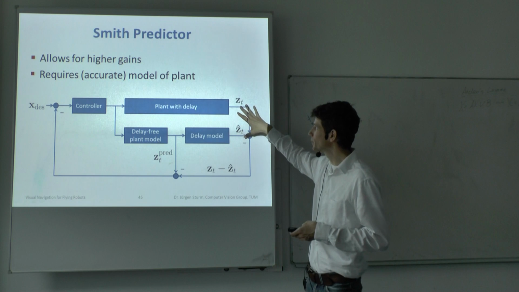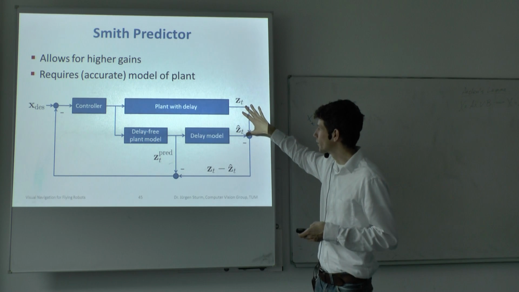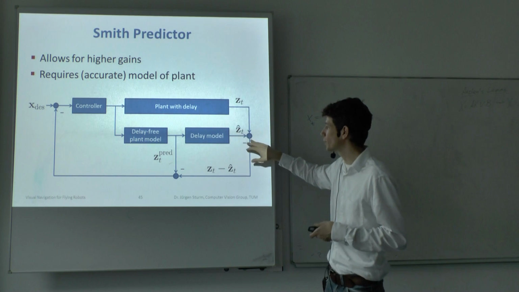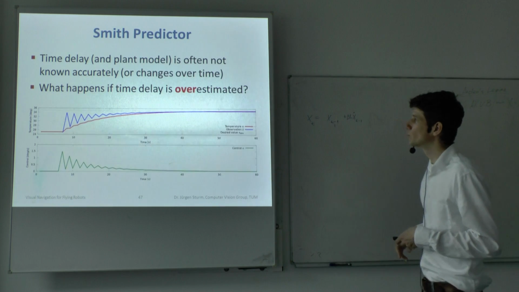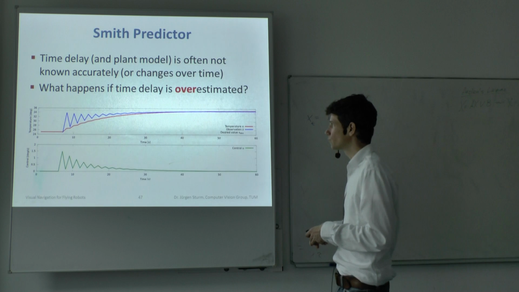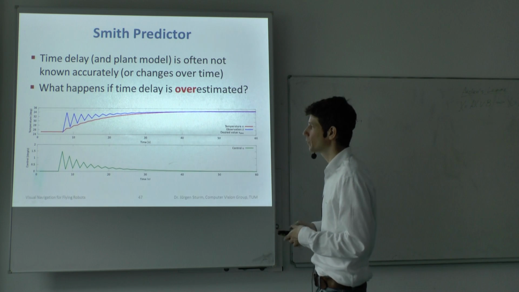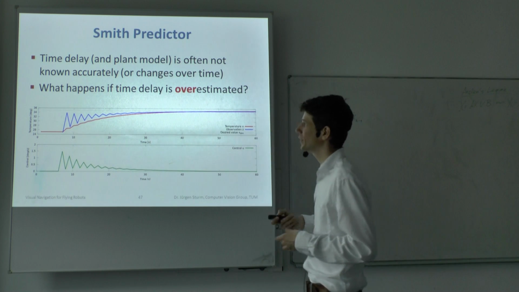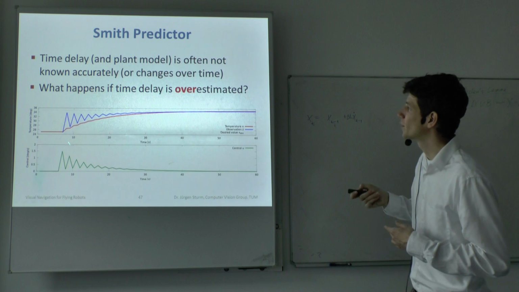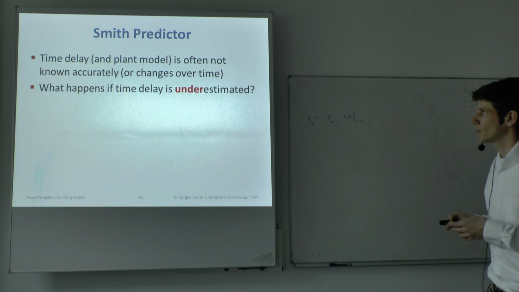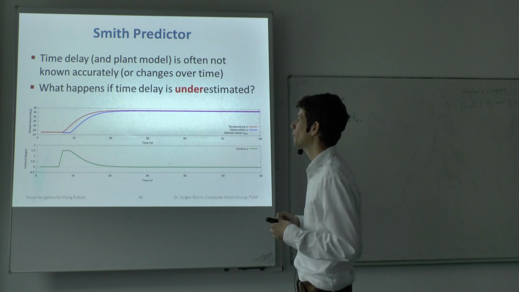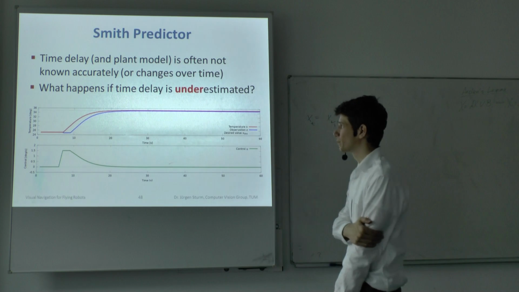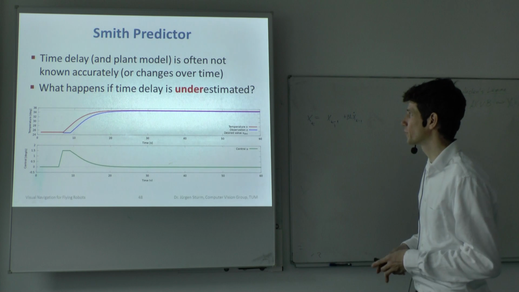In any way, there will be a mismatch between the real observation and the predicted delayed observation, and this will lead to large errors that the controller will then compensate, especially when you have a large gain, and that might lead to oscillations. On the other hand, if you underestimate the delay, it's usually better. It in any case depends on your system.